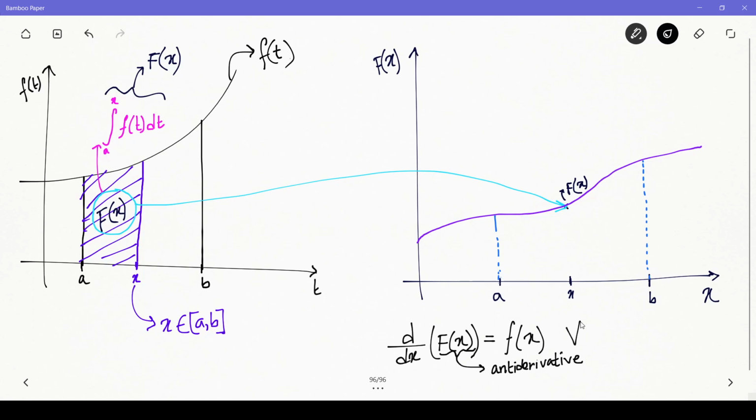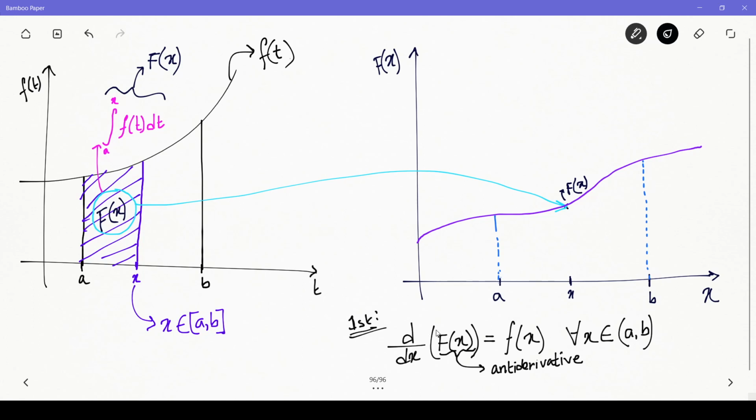So this is valid, of course, for values of x which are arbitrary and fall within the open interval a and b. Okay, a and b are not included. Yes, the non-inclusive interval from a to b. Okay, fine. So this is our first fundamental theorem.